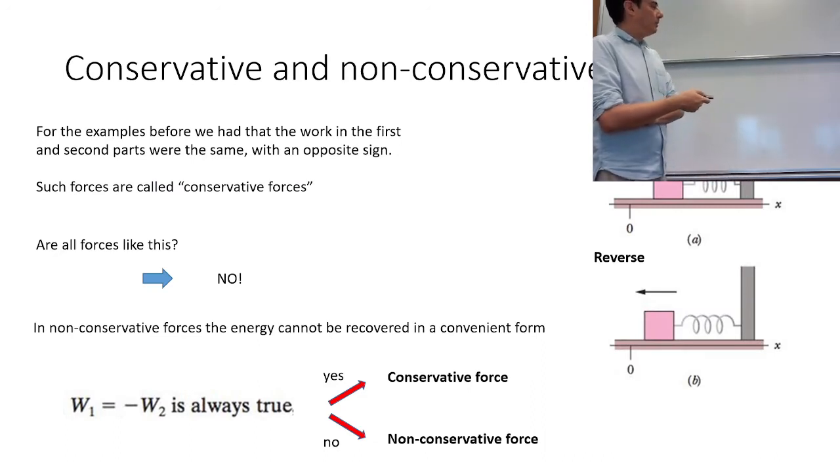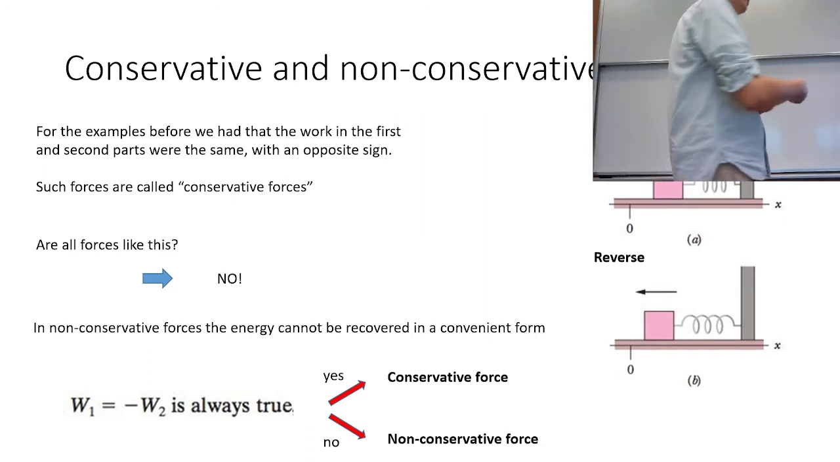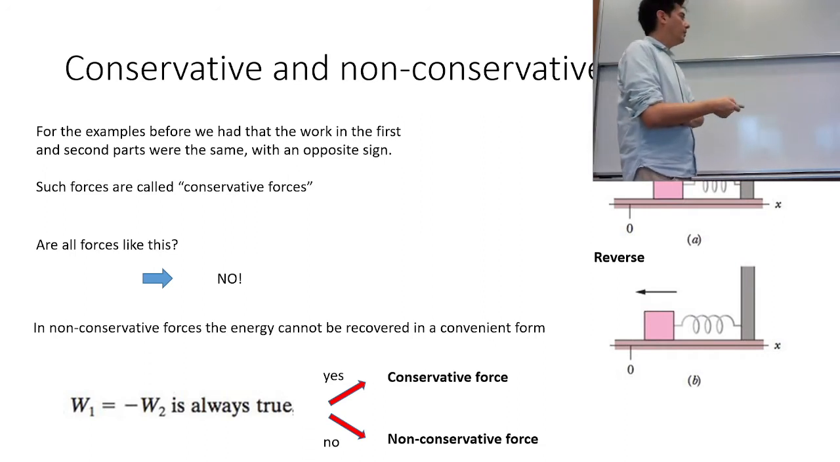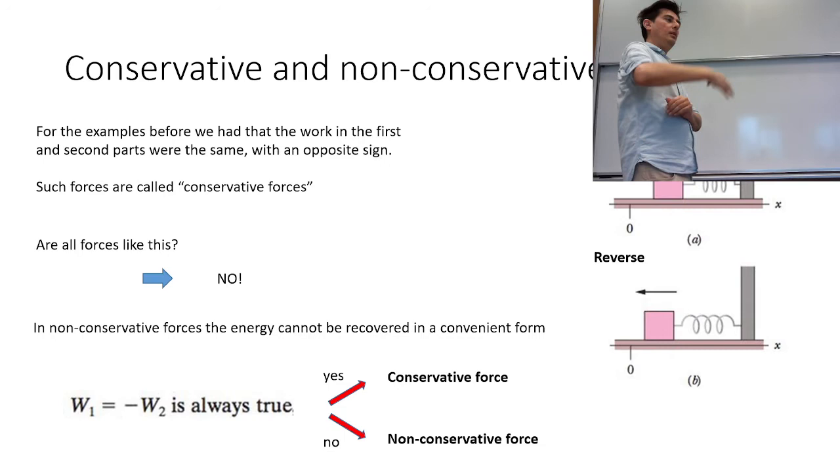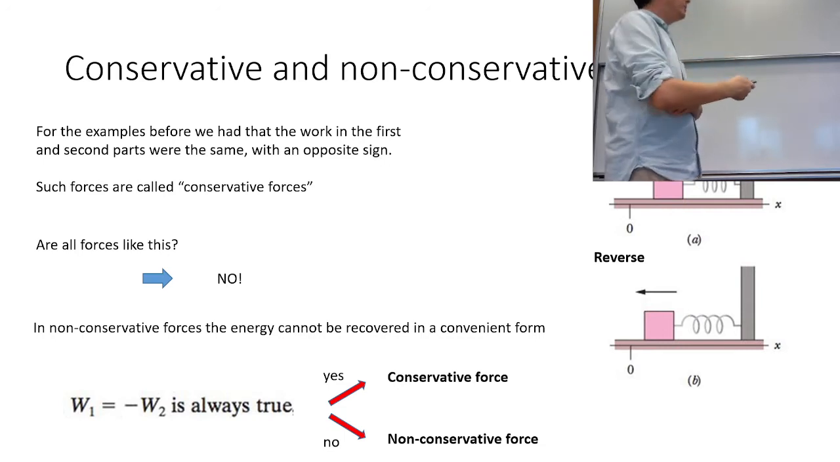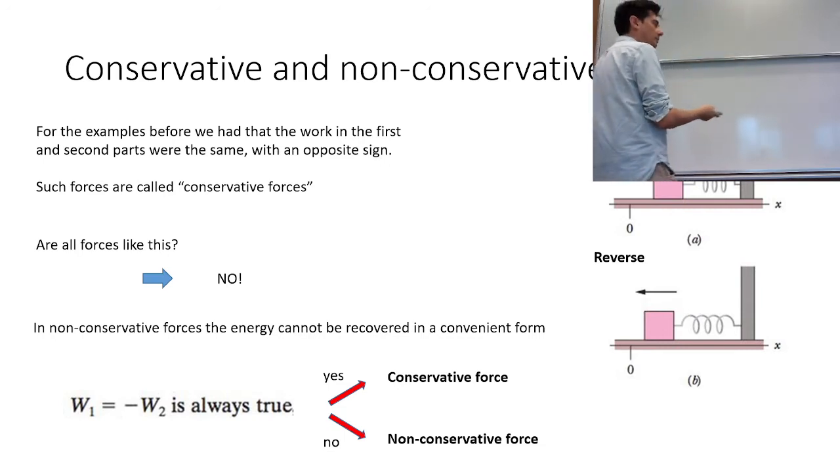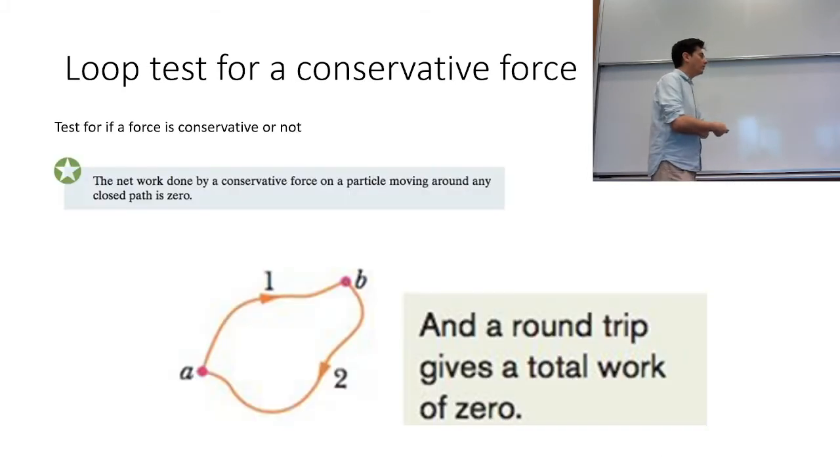And we also looked at conservative and non-conservative forces. So these are forces where if you go in a loop, it's asking basically whether the work to go in the forward direction is the same as the backward direction, and if it is, it's a conservative force. If it's not, it's a non-conservative force.